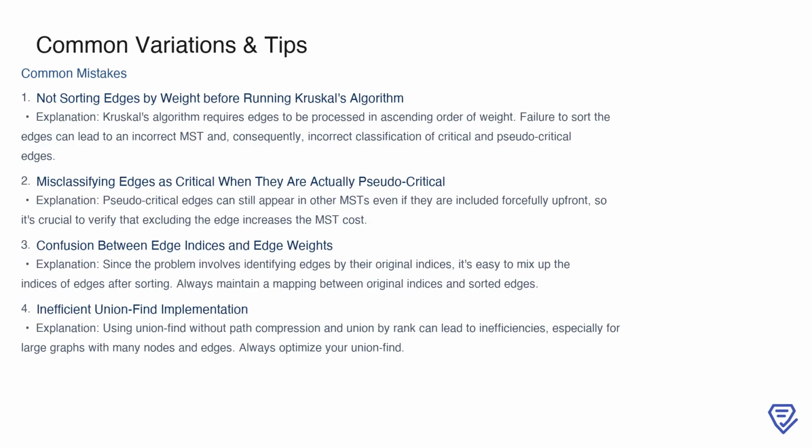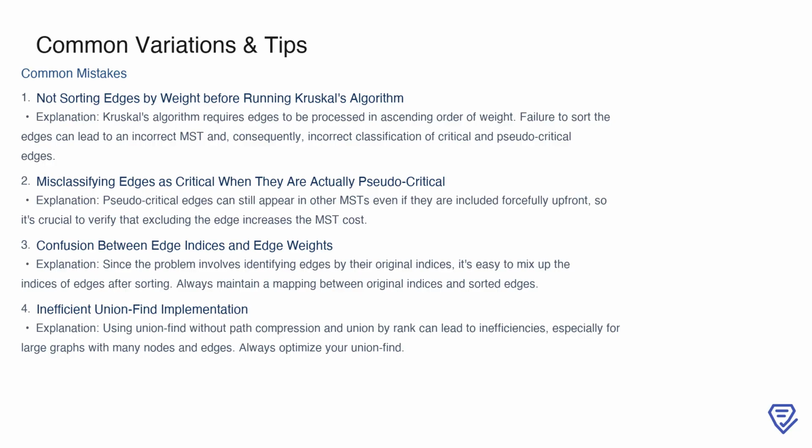In this section, we'll highlight some common mistakes that can occur while solving this problem. First, failing to sort the edges by weight before applying Kruskal's algorithm is a critical error. Since Kruskal's algorithm relies on processing edges in ascending order of weight, skipping this step can result in constructing an incorrect minimum spanning tree, which will lead to misclassifications of critical and pseudo-critical edges.